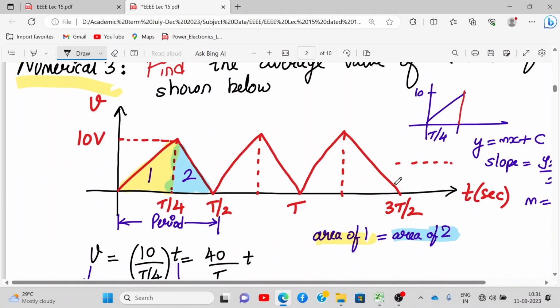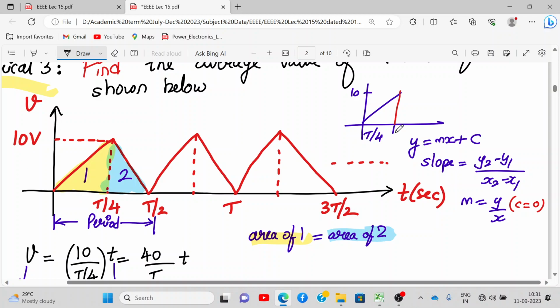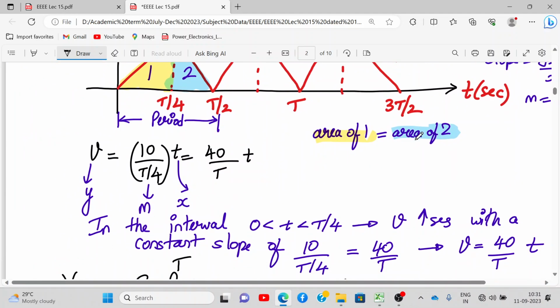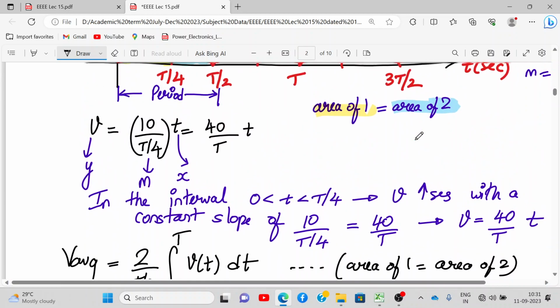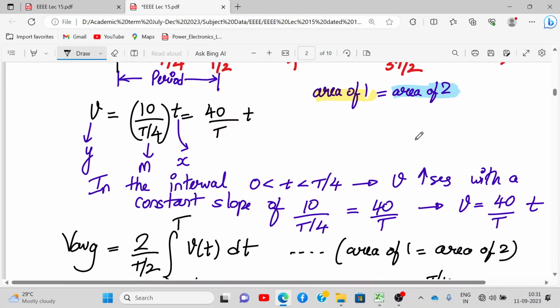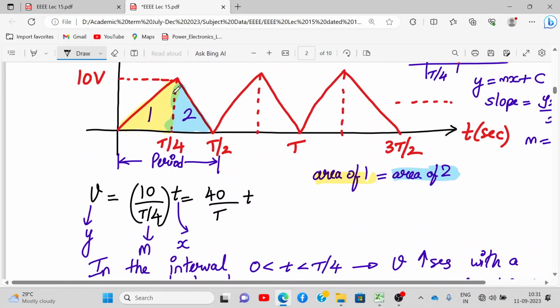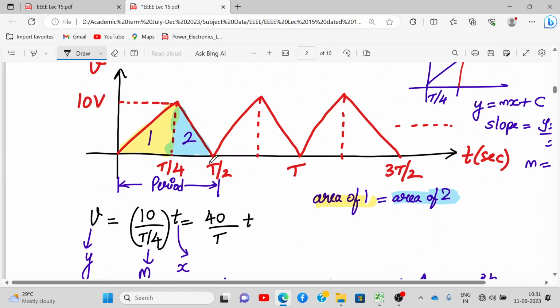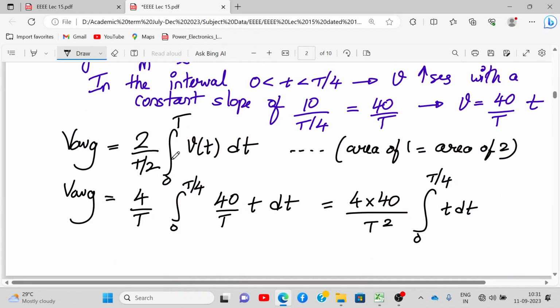Right now, we are only dealing with this part, 0 to T by 4. So, iska half cycle kitna hai? T by 4 or T by 2? T by 2 is double the cycle, right? Because right now we are considering twice the area, area of 1 is equal to area of 2, so length bhi toh utna hi consider karoge na, this and this, because we are considering both the areas now. So that's why it becomes 2 by T by 2. Got it? Integral 0 to T by 4, instead of T it will be T by 4 here.